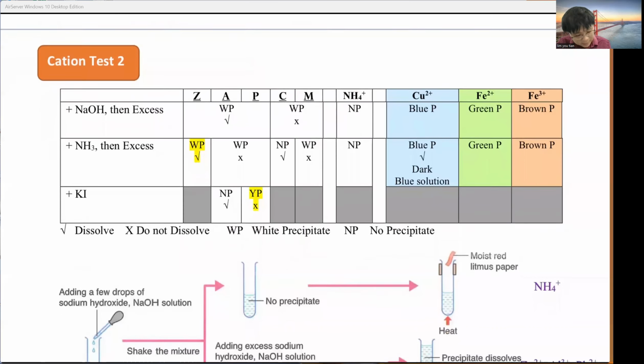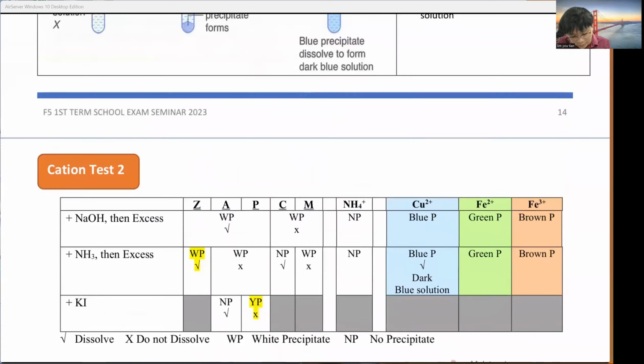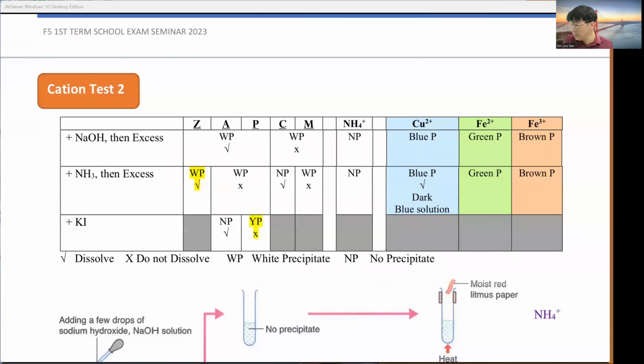My exercise. We do this one first, lah. Yeah, should we go for the tough one? Yeah. So for this one, it's like this. This one, the tough one.